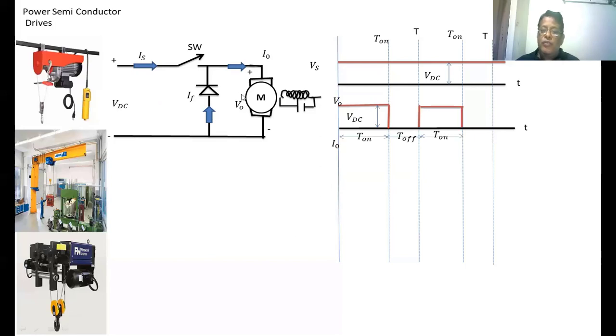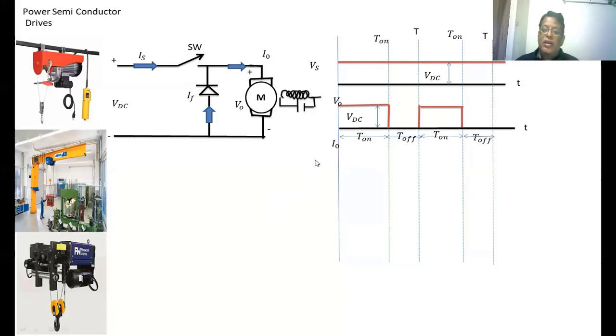Once the switch is off, the current passes from the load through the freewheeling diode and returns to the load. So the output voltage becomes zero. During the freewheeling action, the energy previously stored in the inductors is taken by the motor itself. That's why we call it a freewheeling action.